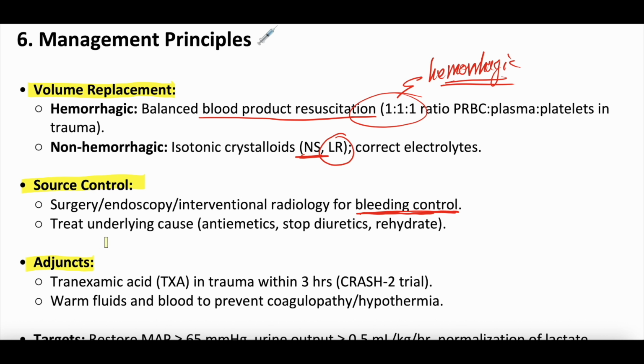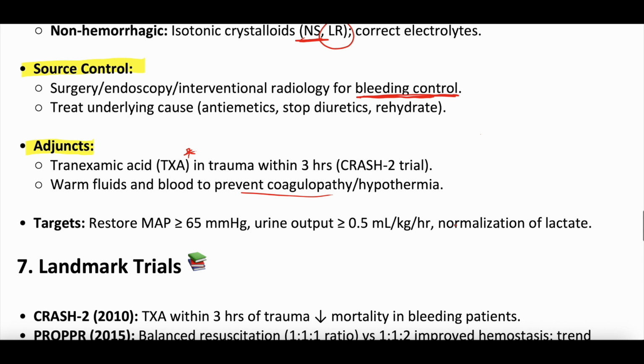And then adjuncts, again, more details to come, but in bleeding and trauma, sometimes we talk about tranexamic acid. Warm fluids can sometimes prevent coagulopathy. Keep the patient warm. Don't let them get hypothermic. That will make the bleeding worse, all that good stuff. And then targets, we try to restore the MAP to greater than 65, although in bleeding, there's some argument here that you could target a lower MAP. Watch their urine output, make sure they're urinating adequately, more than 0.5 cc's per kg per hour. Consider trending that lactate to improvement, although again, there's some argument here on the usefulness of trending lactic acid.